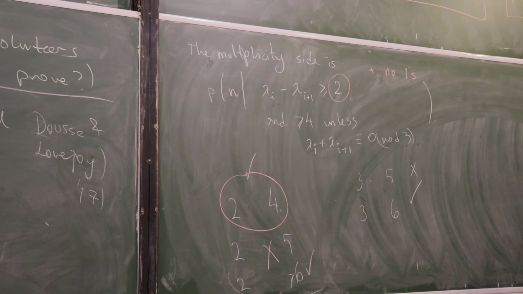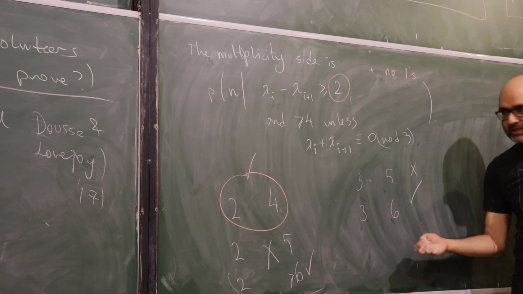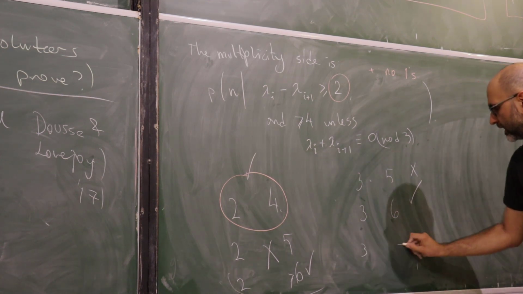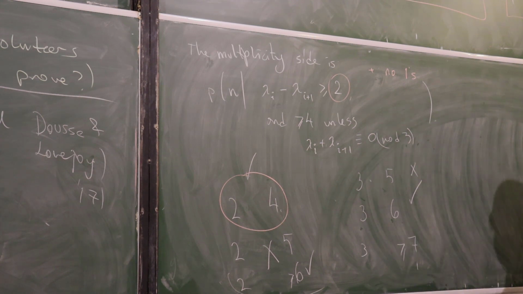But 3 and 6 is okay. The difference is less than 4. The difference is 3, but they add up to a multiple of 3. And again, 3 and anything greater than 7, these are allowed.